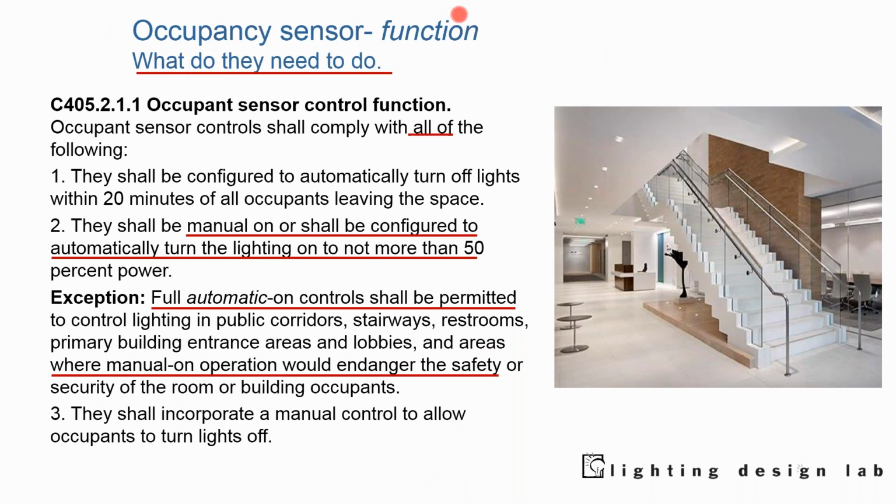So what is the function? What's the occupancy function? What do they need to do? Occupancy sensors shall comply with all of the following. They need to turn off after 20 minutes, manual on, or shall be configured automatically on only to 50% power. There's an exception: full automatic on controls are permitted in spaces where manual on would endanger safety. So restrooms, stairways, and whatnot, the lights come on to 100% as opposed to 50%.